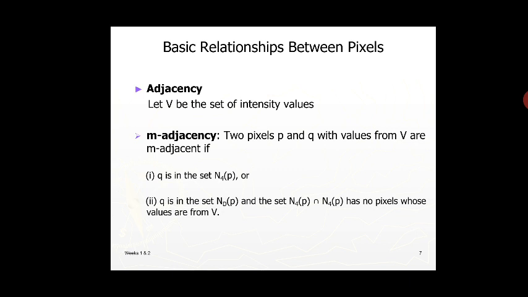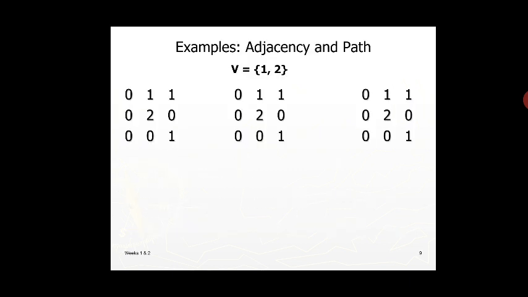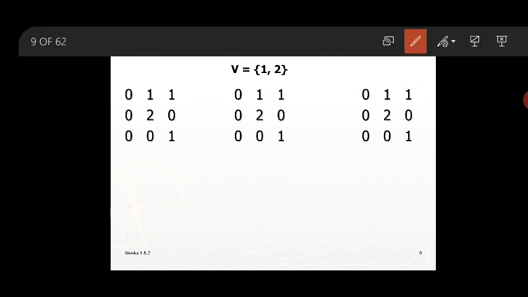Now let me give an example related to adjacency and path. Let us consider the set V equal to 1 and 2. Provided V is given, you make a connection between two pixels if the pixel has a value from V. Now, I hope the point is clear. On the left side, there is an image given.